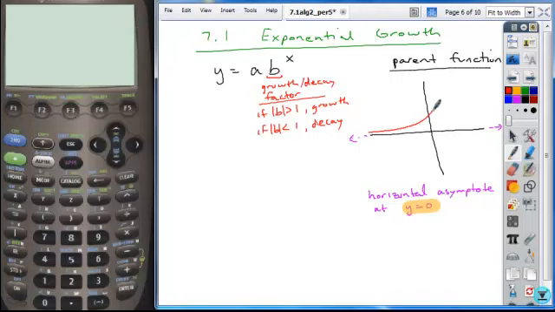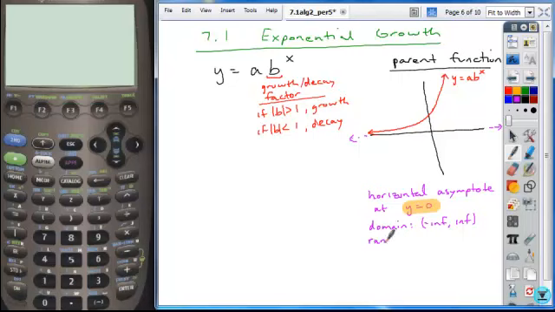So this is my basic a times b to the x function. It's going to have an asymptote at y equals 0. The domain and range can be identified as well. The domain of this function will always be all real numbers. The lowest x value is negative infinity. The highest x value is positive infinity. It doesn't matter what kind of manipulation is done to the function, that domain is always going to stay the same.